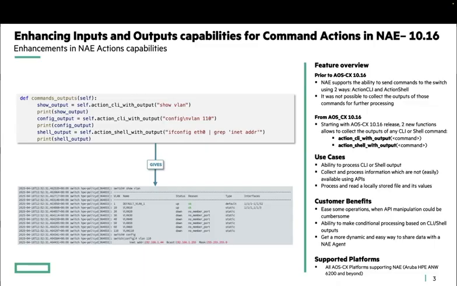But now, starting with AOS-CX 10.16, we can collect those outputs using two new functions, action CLI with outputs and action shell with outputs. So what are the use cases for such enhancement? First, obviously, it brings the capability to process those outputs, especially when CLI and shell commands are filtered using pipe and with Python parsing capabilities like regex and so forth. Then it also allows to collect information in a way which can sometimes be easier than making several API calls. And finally, it also allows to process and read a file which has been stored locally on the device.